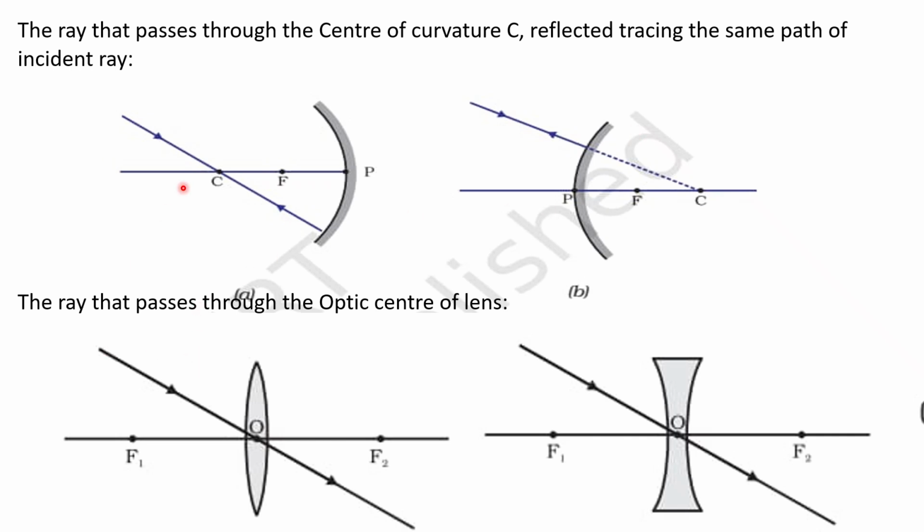So here in the case of the lens, just remember that it is the ray that passes through the optic center, and not the center of curvature, okay? The ray that passes through the optic center will not have any deviation.